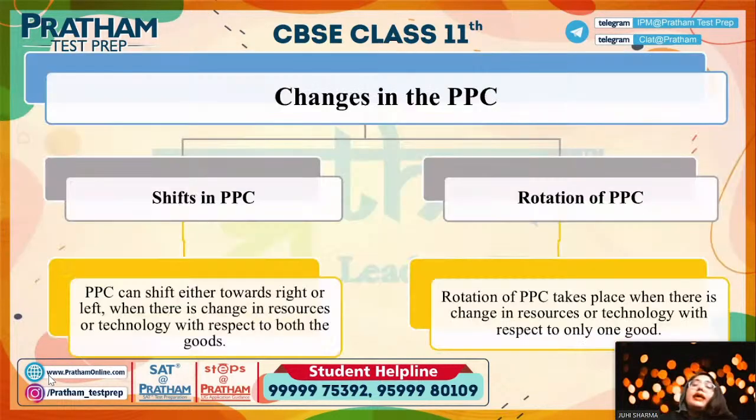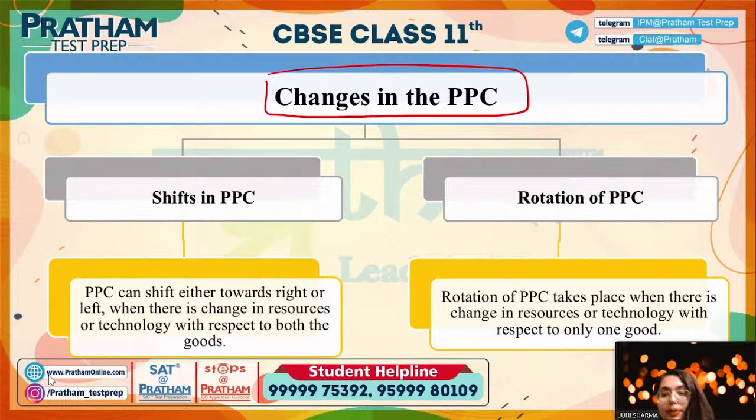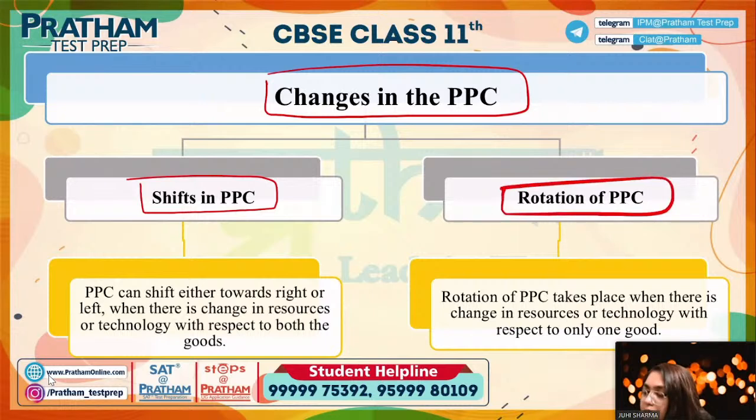Now moving further, we have the changes in PPC. Your production possibility curve does change, right? With respect to the resources, it changes with respect to the technology used, right? So your PPC basically changes in two ways, right? This PPC gets changed in two ways. First change is the shift. Your PPC completely shifts, and the second is the rotation of your PPC, right? What are these two things? I will tell you in a while.